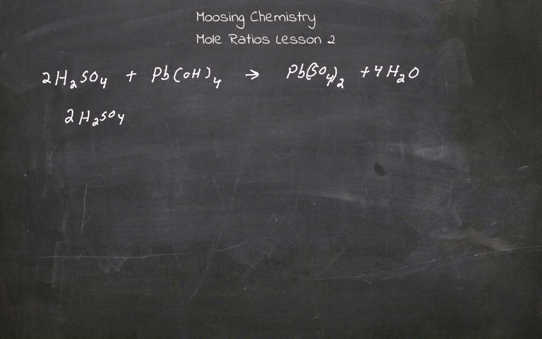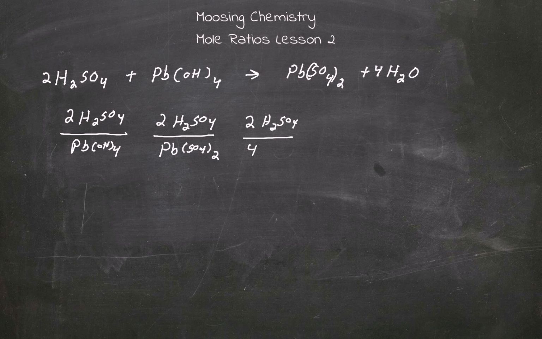2 H2SO4. Alright, there's 2 to that, to 1 PbOH4. There's 2 H2SO4 to 1 PbSO4. There are 2 moles of H2SO4 to 4 moles, and I'm just going to start writing moles, H2O. Alright, now you think you're done, but no, that takes care of this one.